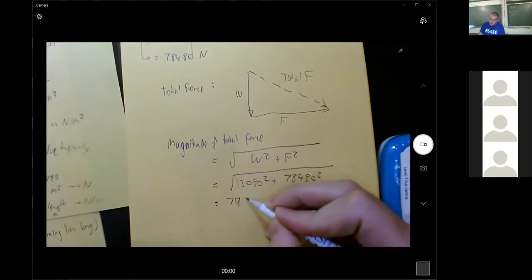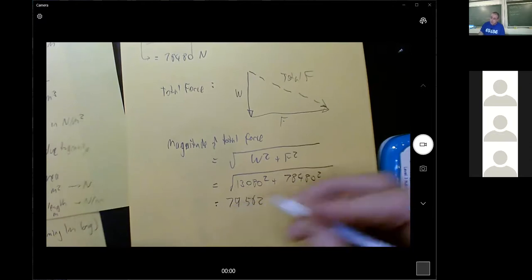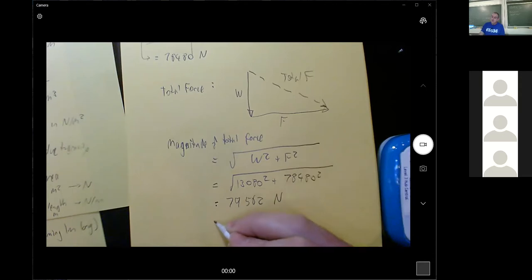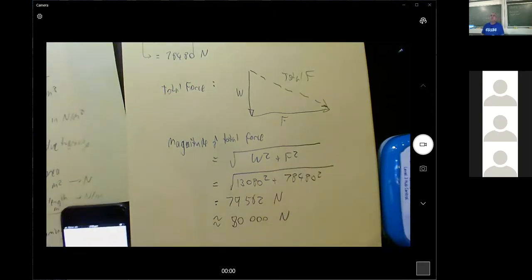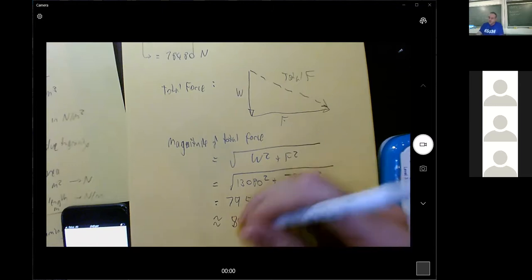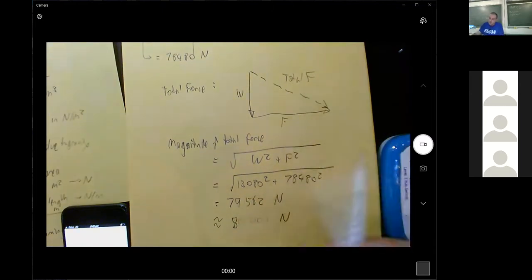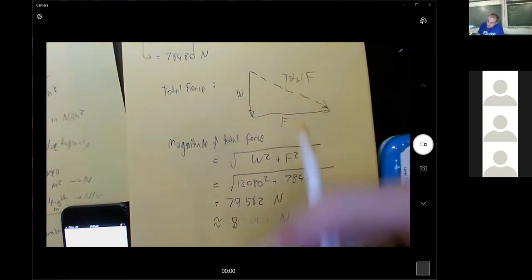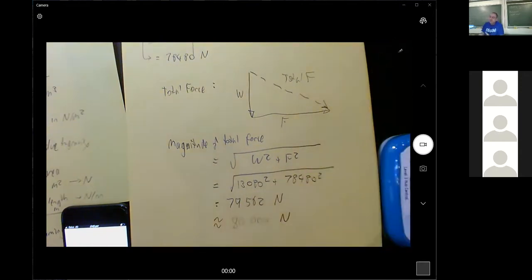Seven, 9, which is approximately, to a couple of significant figures. I don't know how many decimal places you're supposed to do. Maybe I'll do 796. Or just leave it like that. I'll just leave it like that. Do they have a convention for how many significant figures you're supposed to do?